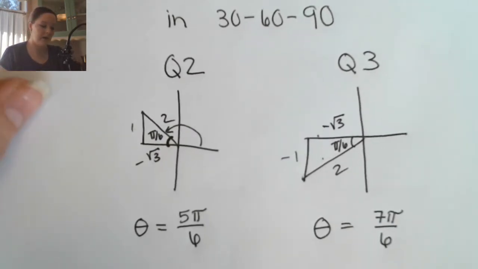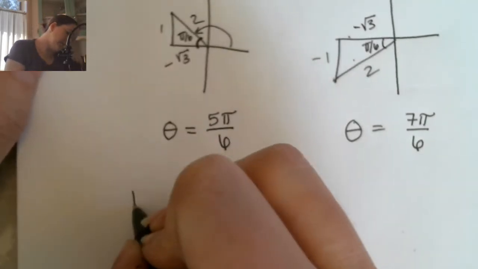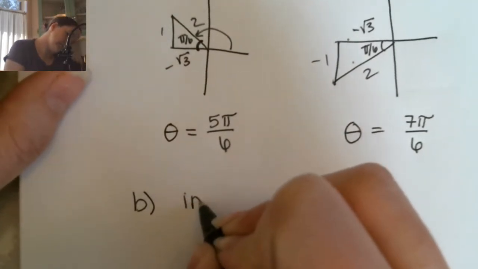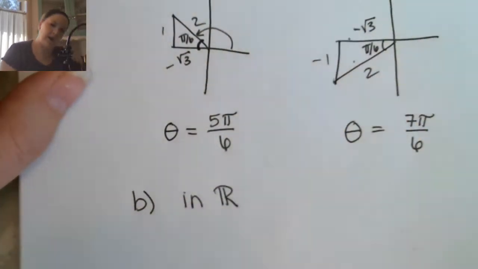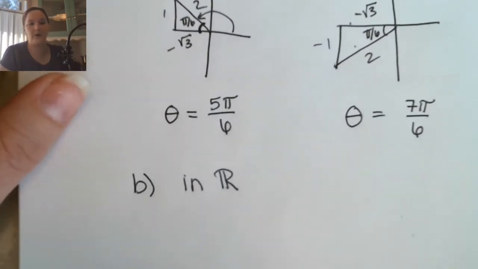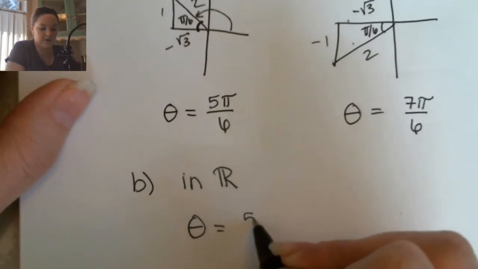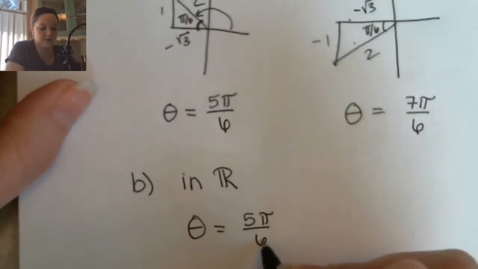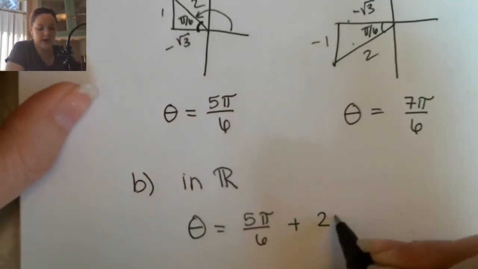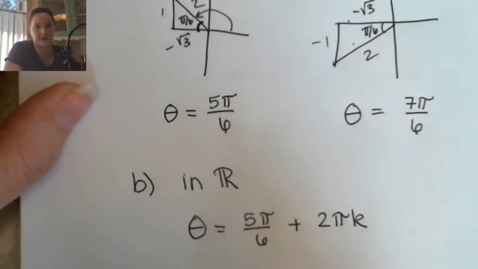Now for part B, we're going to include all coterminal angles. So we're going to take my solutions from the first one and then add coterminal angles.